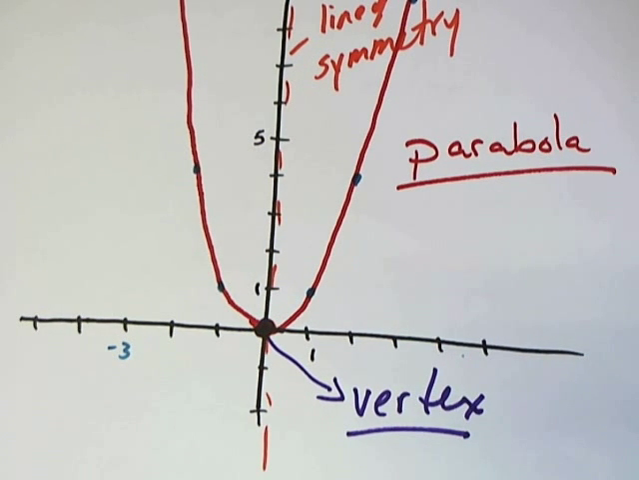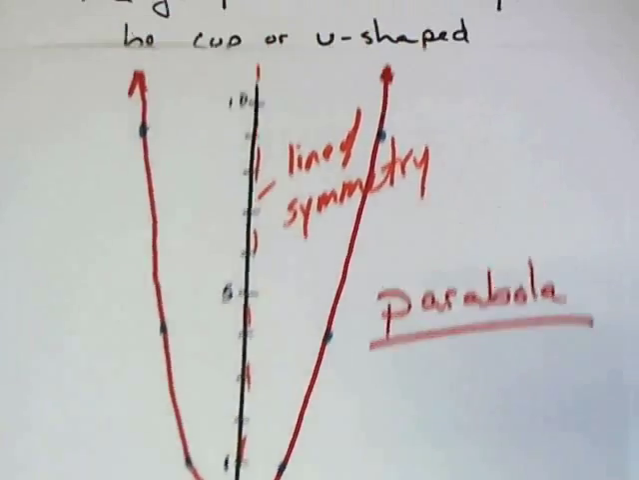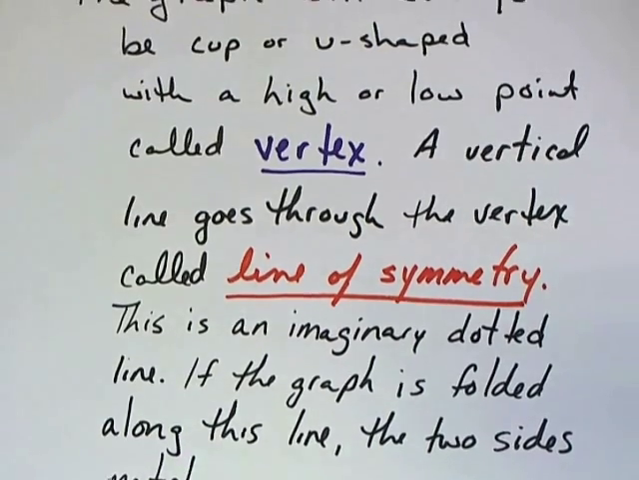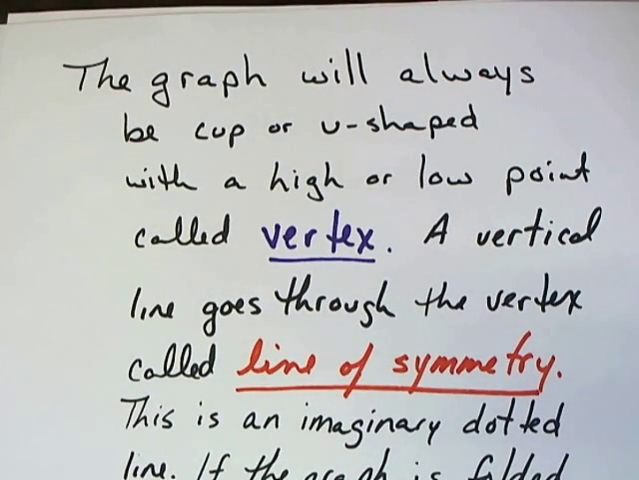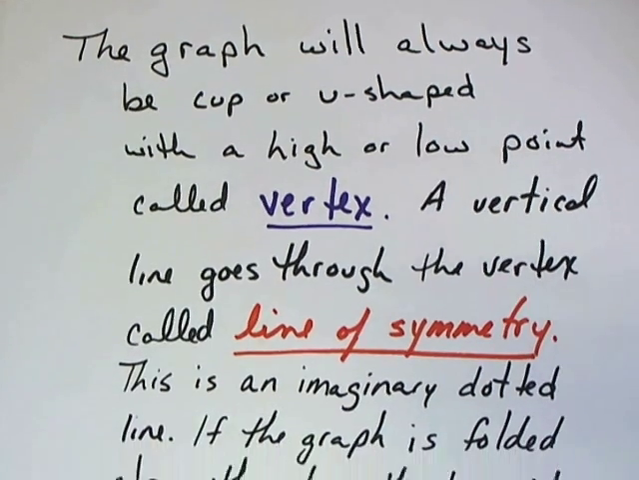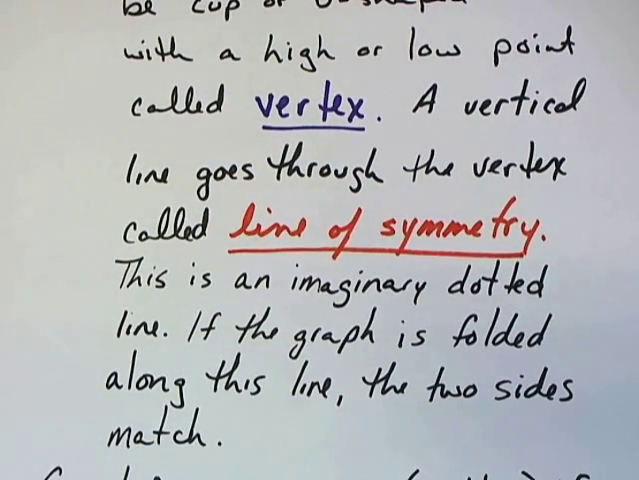Those are the important aspects of a quadratic. So once again, to summarize that in words, the graph will always be cup or U-shaped with either a high or a low point, because the graph could open down as well and be a frown. We'll talk about that a little bit more in a moment. That high or low point is called the vertex, as I just stated. And then there's that vertical line that goes through it called the line of symmetry. That's not an actual line. We just use that as a measurement to make sure that our two sides are symmetrical.